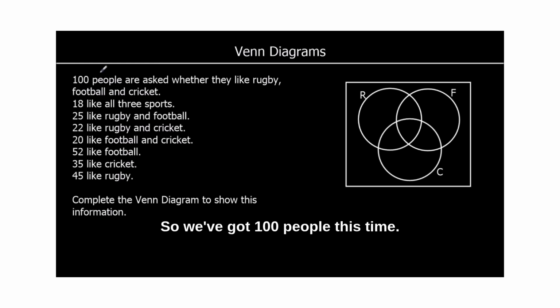So we've got 100 people this time, and it's either rugby, football, or cricket. We're starting at the middle, and we're going to work our way out. So we're starting with 18 people who like all 3 of the sports. We've got 25 like rugby and football. We've already got 18 that like rugby and football, so we need 7 more.